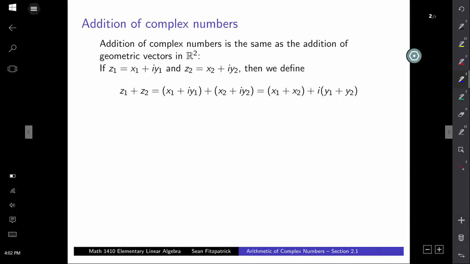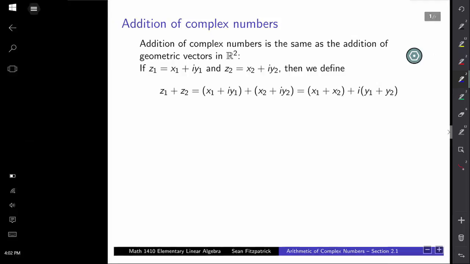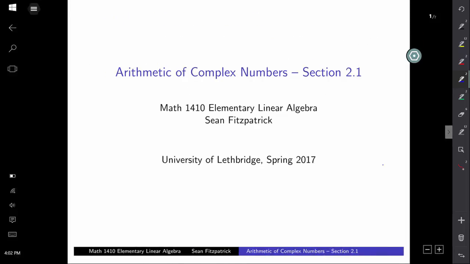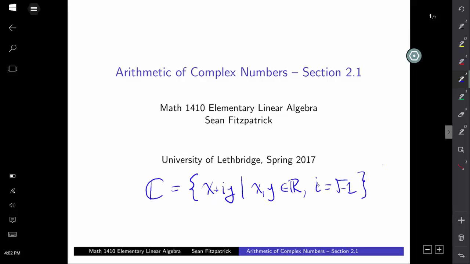So, as a reminder, let me squeeze this on the cover page where we've got some room. The complex numbers, C, are defined to be the set of all numbers of the form x plus iy, where x and y are real numbers, and i here is the square root of minus 1.